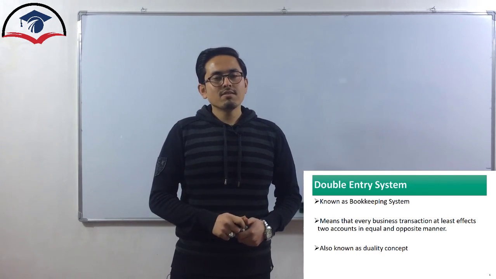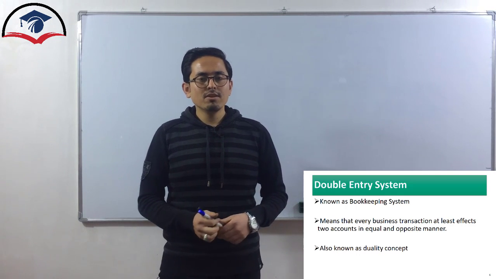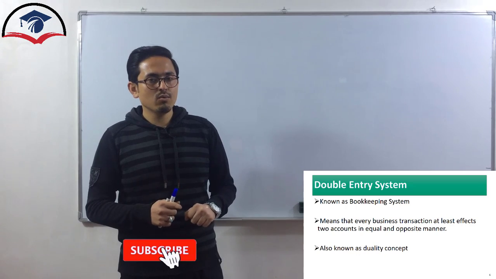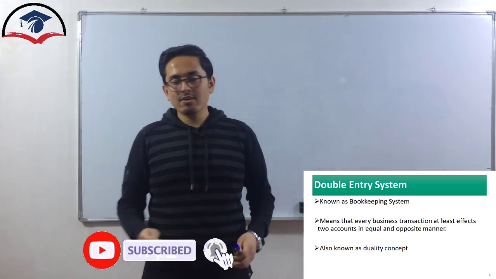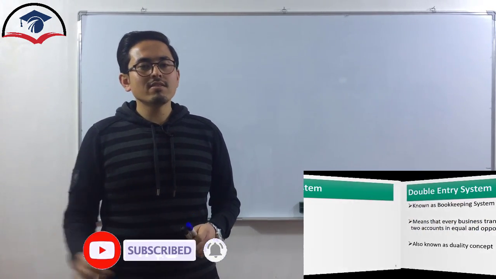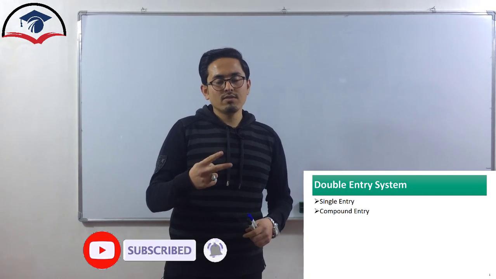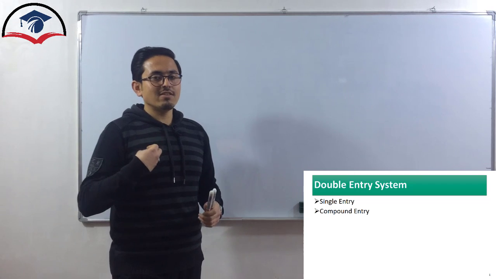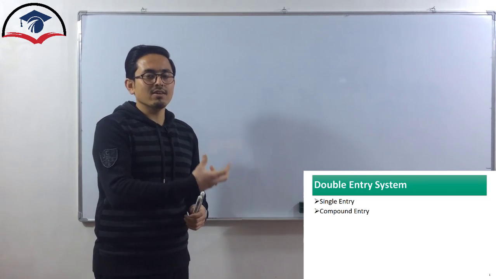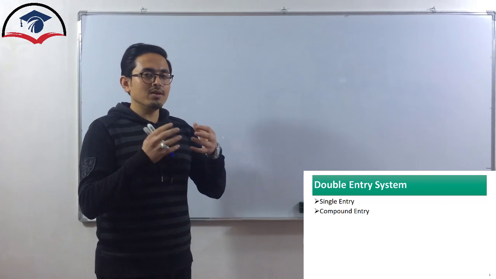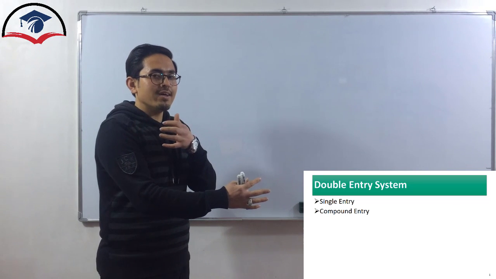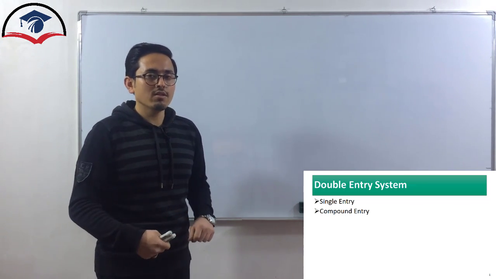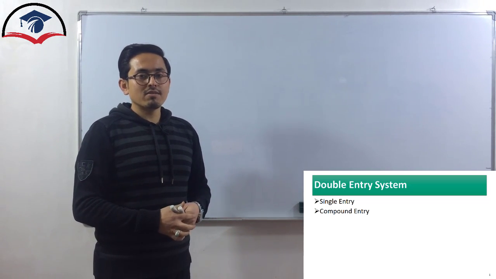The duality concept is another name given to the double entry system, and it affects two sides in an equal and opposite manner. But as I said, at least two accounts are affected. For the first one, suppose I have received some cash for my sales. The cash will be one account, the sales another account. So two accounts have been affected. That type of entry is called a simple entry.